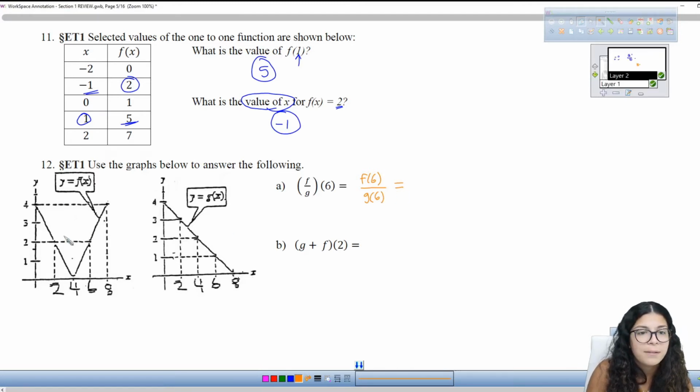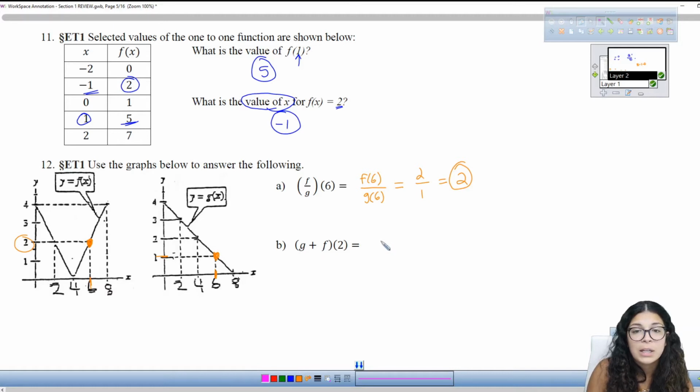Okay, well, what is f of 6? Input 6, right? Follow that up to the graph, it is right here. That y value is 2. What's g of 6? G of 6, here's 6 on the function g. Follow that up to the graph. Here's the point. Y value of 1. 2 divided by 1 is 2.